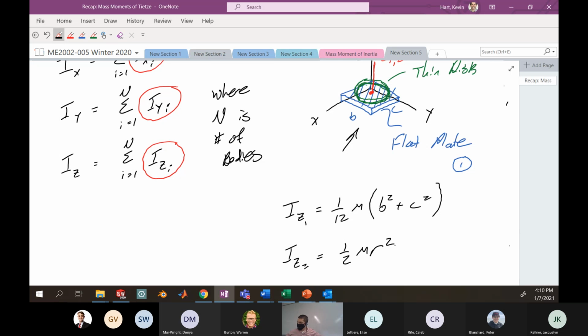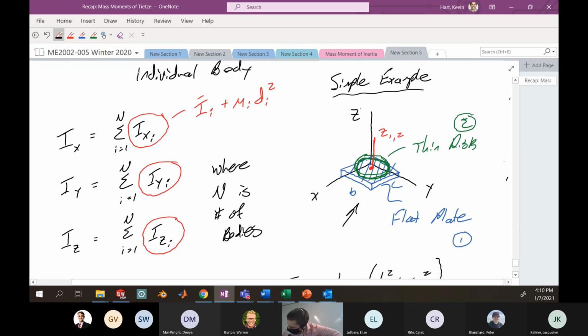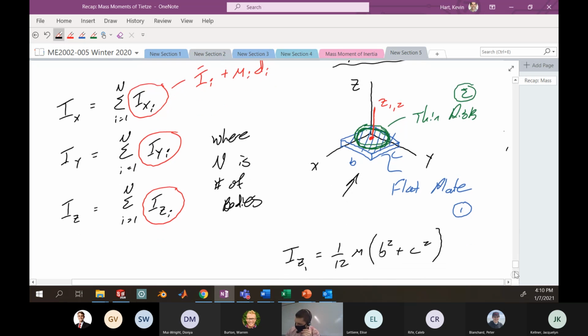If I wanted it about this global z-axis, which is kind of in the back of the square and the circle there, well, I'd have to figure out what the distance is between the centroidal axes of those two individual objects and the z-axis of this arbitrary coordinate system. Looks like that's just the square root of b squared plus c squared. But if I knew that distance, I could just use the parallel axis theorem to resolve each one of those individual components into the z, y, or x directions. Okay.